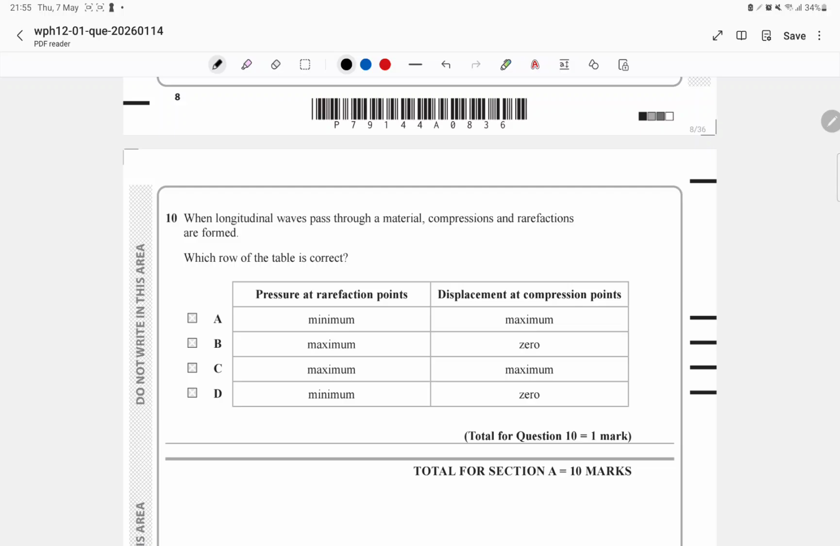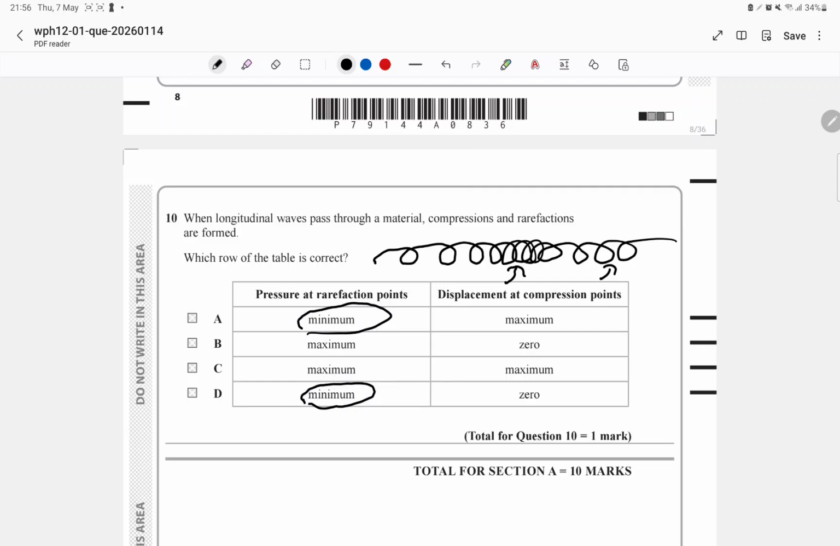When longitudinal waves pass through a material, compressions and rarefactions are formed. Which row of the table is correct? Well, in compressions, the pressure is maximum because the particles are close together, and in rarefactions, the pressure is minimum because the particles are far apart. So for example, if I draw a slinky, you can see here the particles are close, we've got compression here, they're far away, it's a rarefaction. So we're looking for minimum. The pressure is minimum at rarefaction.